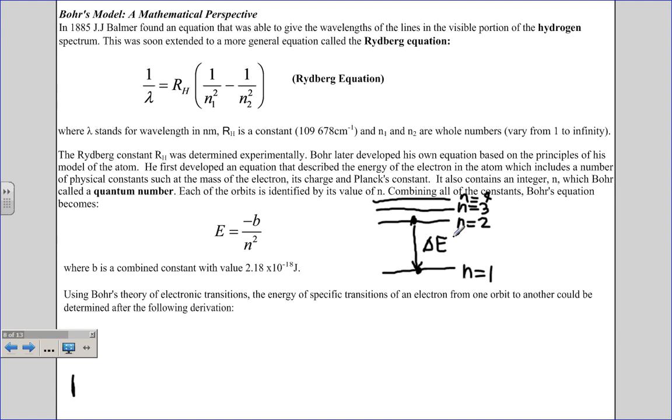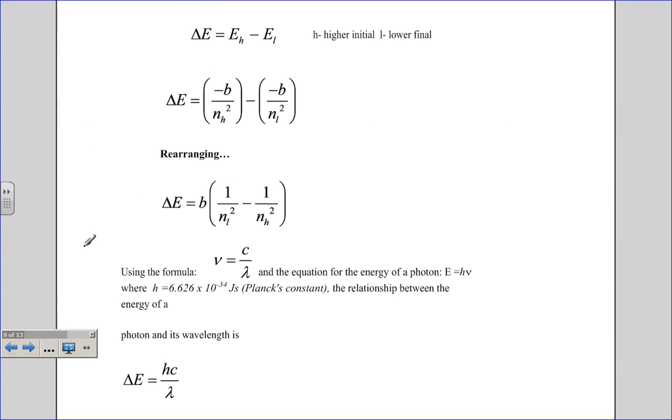If you want to find the difference, you need to take the amount of energy at the lower level and subtract the amount of energy at the higher level, which is shown here. So the difference in energy, or the amount of energy that's going to be released, is equal to the energy of the electron in its higher orbit minus the energy of the electron in its lower orbit.